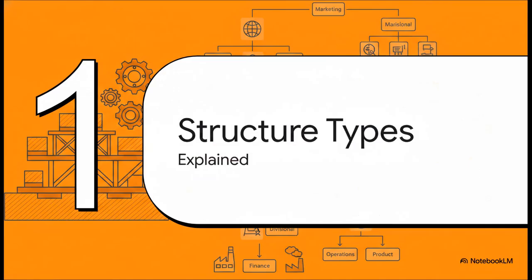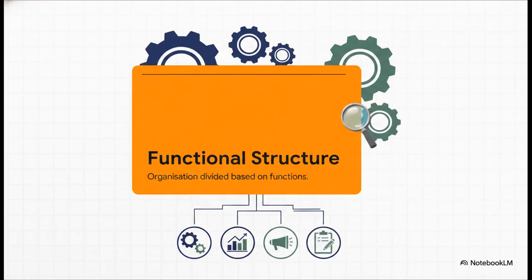By the end of this explainer, you'll have the exact mental framework you need to spot those examiner tricks from a mile away. Okay, Section 1, Structure Types Explained. You need to lock this definition into your memory right now. A functional structure is an organization divided strictly based on its functions. So what does that actually mean for us? Basically, it means the business is carved up based on the specific activities or skills of its people. The whole architecture of the company is built around grouping individuals who do the exact same type of work.